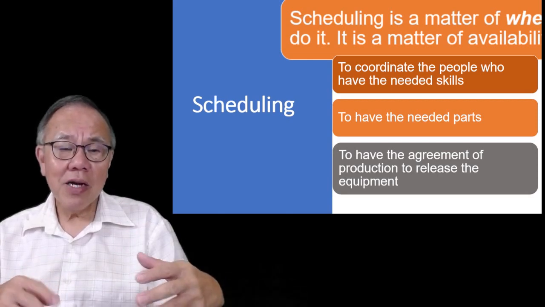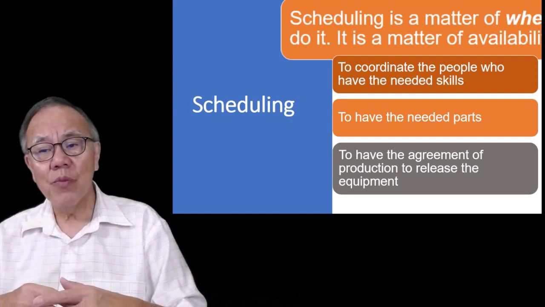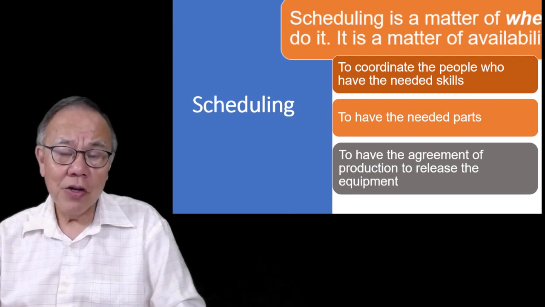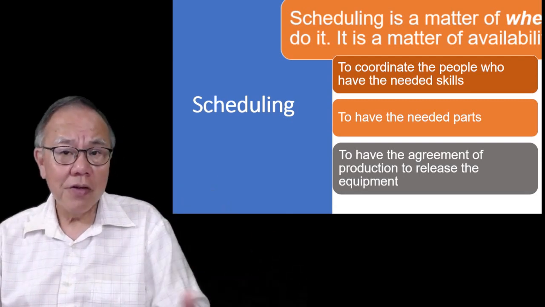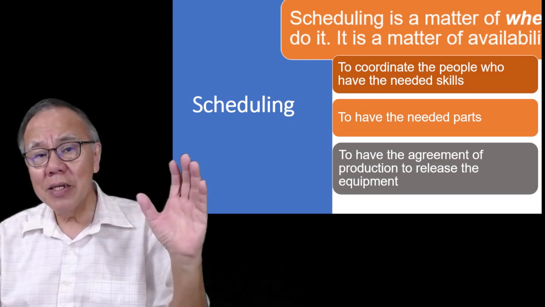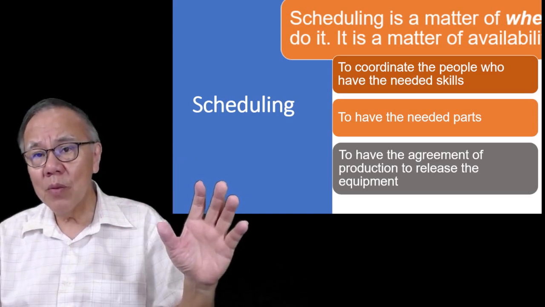Like our car, it is much easier. When can we service the car? When the car is not in use. If you are going out of station, of course it's not available, so you cannot do servicing. But by the same token, in the plant equipment, when can you do it?